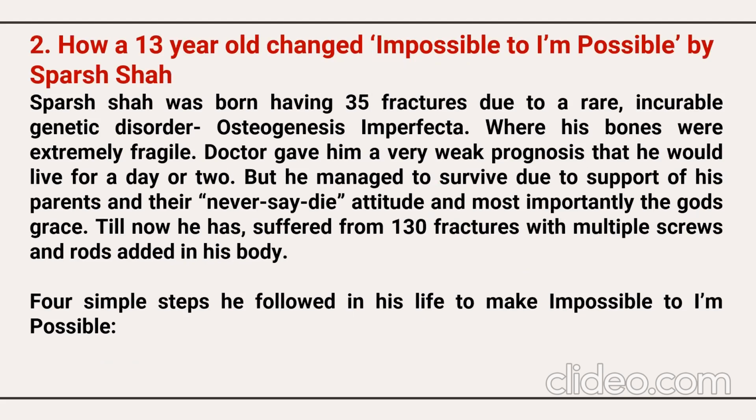Next, TED Talk by Sparsh. Sparsh was born having 35 fractures due to a rare incurable genetic disorder, osteogenesis imperfecta, where his bones were extremely fragile. Doctors gave him a very weak prognosis that he could live for a day or two. But he managed to survive due to the support of his parents and their never-say-die attitude, and most importantly, God's grace.